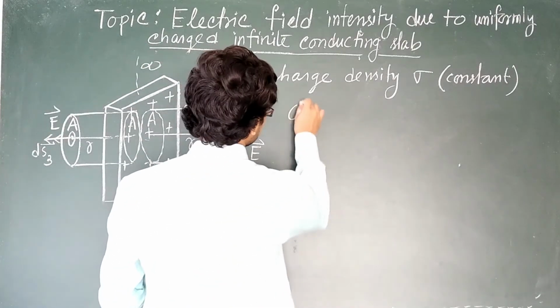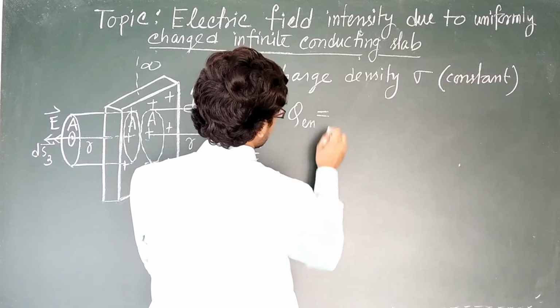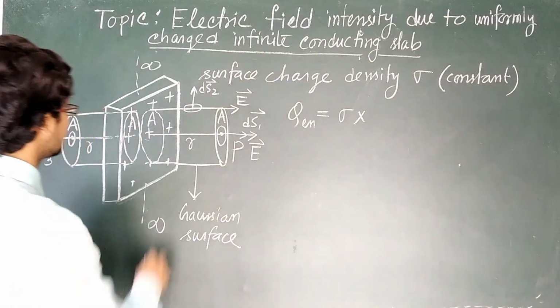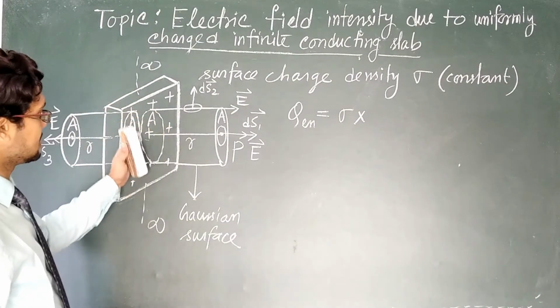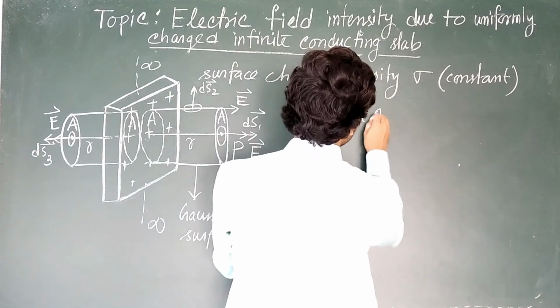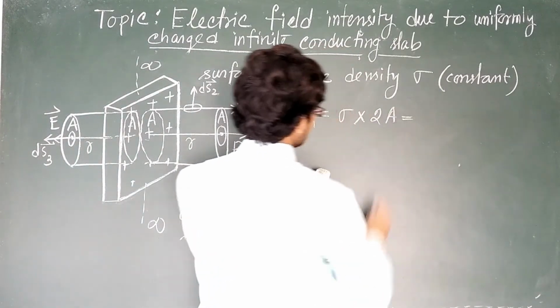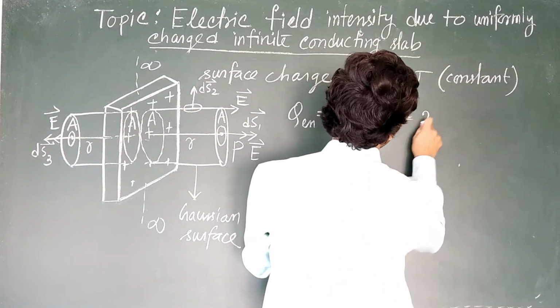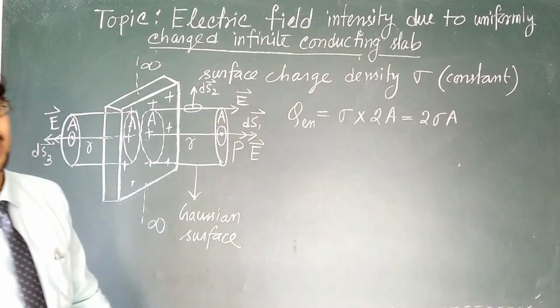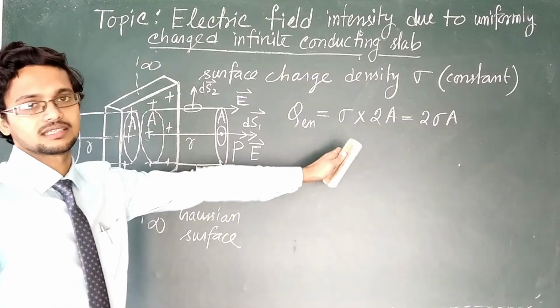So the charge enclosed, Q enclosed, is surface charge density into area. How much area here? A. One is for this surface, another is for the opposite surface. This is the basic difference from the previous one. So it is 2 sigma A. Other calculations are exactly similar, only the difference is here.